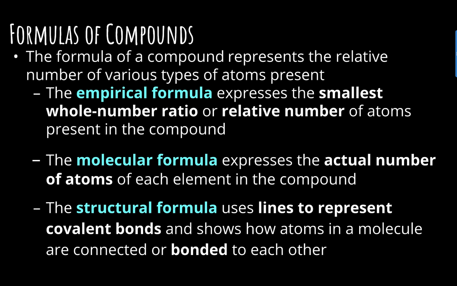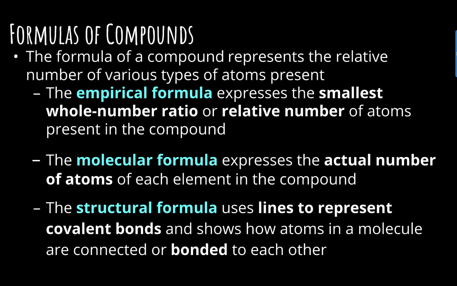There's a couple different types of formulas that you can use. The first one is called an empirical formula. This tells us the smallest whole number ratio or the relative number of atoms present in the compound. So what is the ratio of all the atoms that are in that particular compound? The molecular formula tells us the actual number of atoms of each element in the compound. So it's not necessarily the lowest whole number ratio.